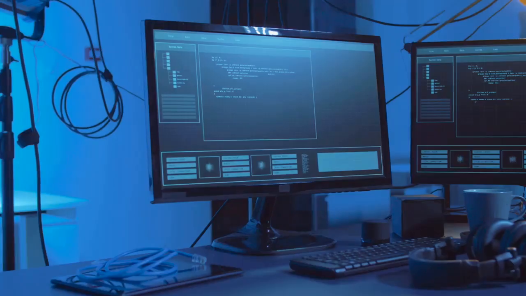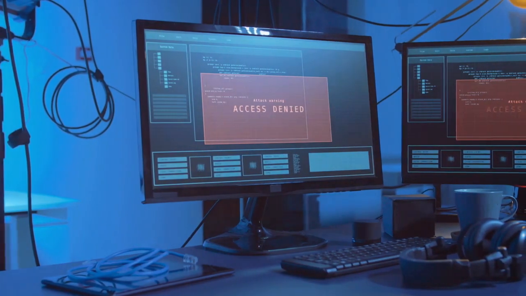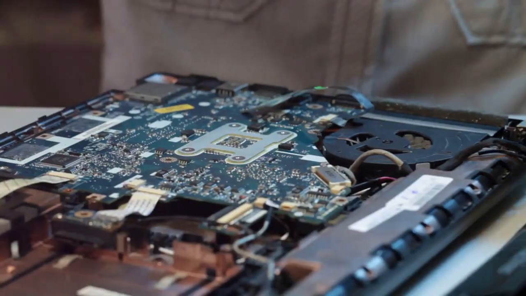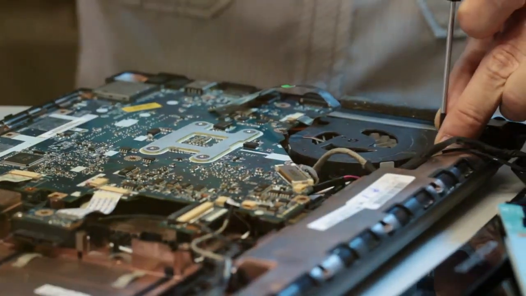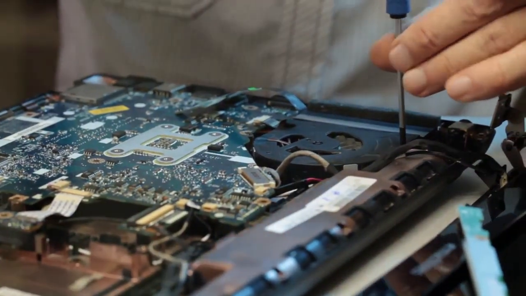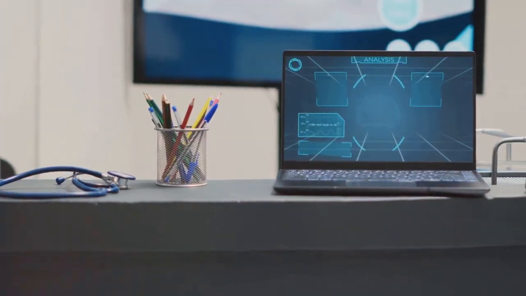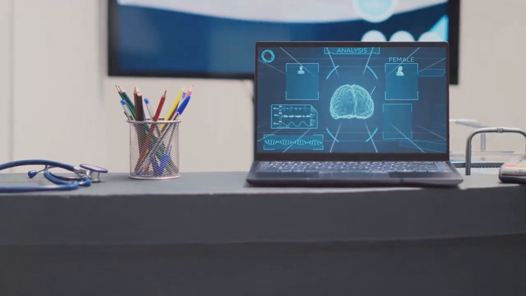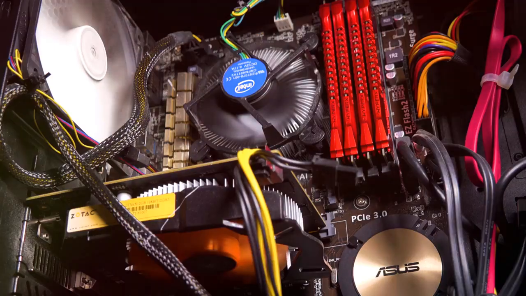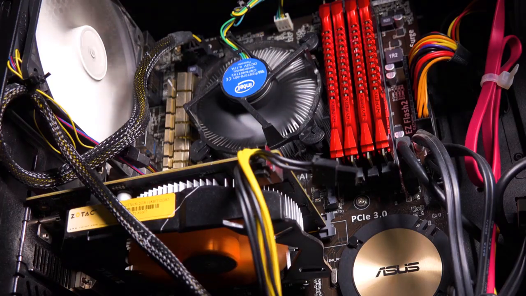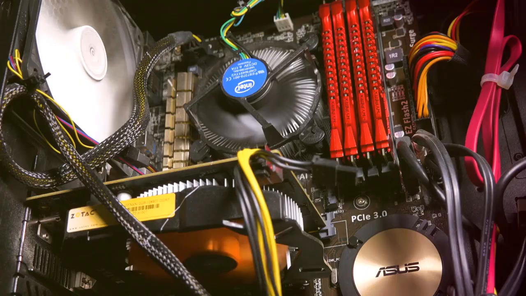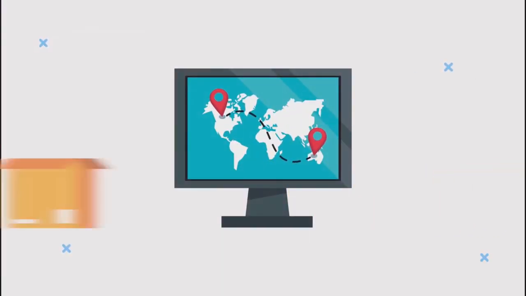Alright, so what causes the dreaded BSOD? It's usually one of two things: hardware problems or software issues. Think of it like this. Hardware is the physical stuff in your computer, like the RAM and hard drive. Software is the stuff that makes it go, like Windows itself and all your apps. Hardware problems can be things like a failing hard drive, a faulty RAM stick, or even overheating. When these components act up, it can cause the whole system to crash.